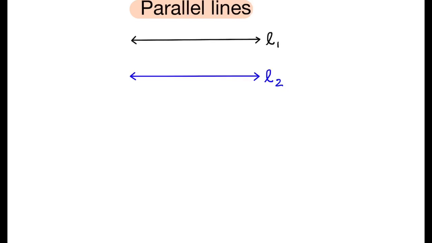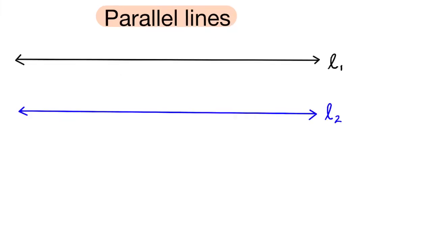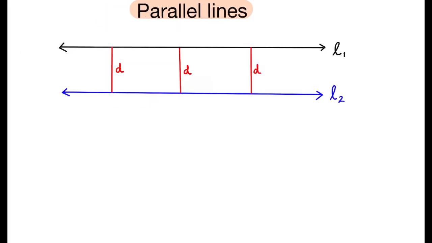Consider a pair of lines L1 and L2. When we extend the lines L1 and L2 on both sides, they do not meet or intersect, and the distance between the lines L1 and L2 always remains the same. So, lines which do not intersect and have constant distance in between are called parallel lines.